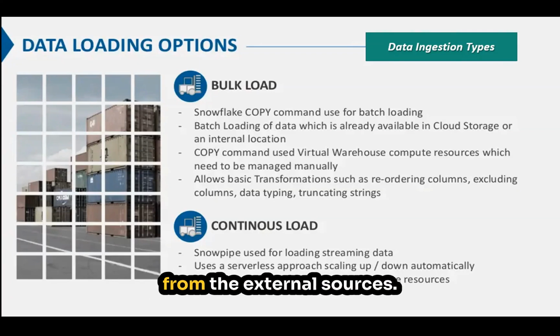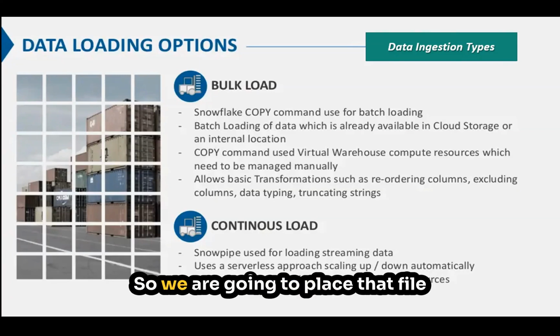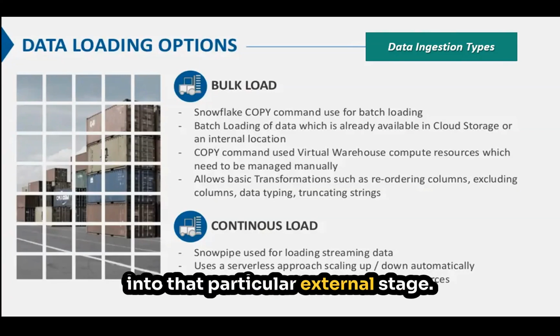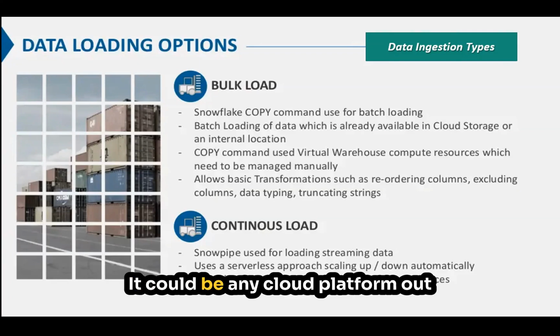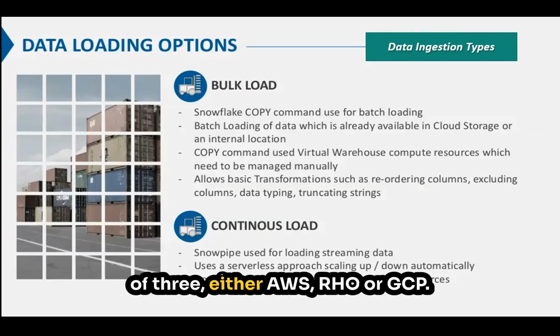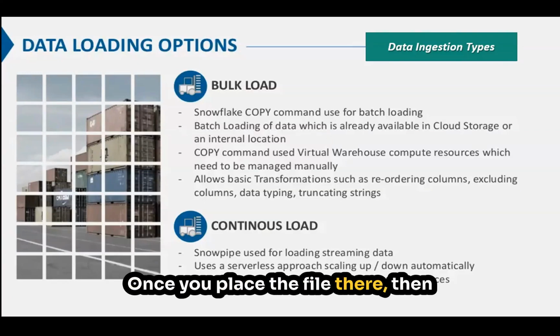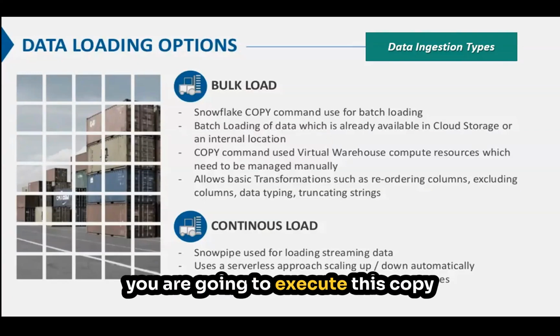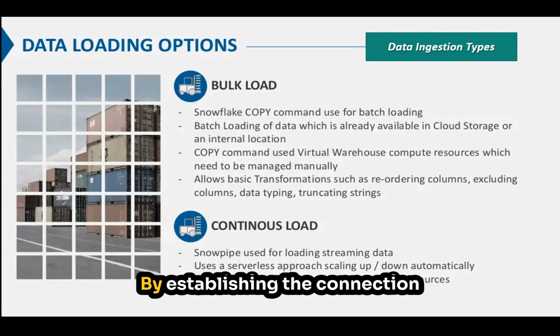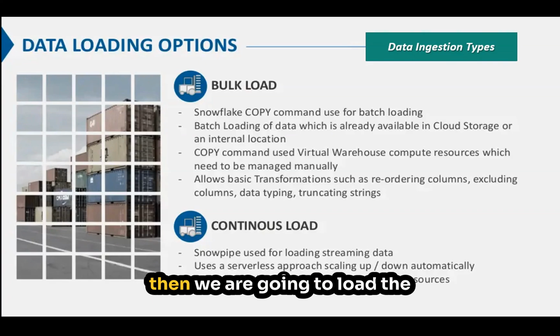So the data is coming from external sources, and we are going to place that file into a particular external stage. It could be any of the three cloud platforms, either AWS or Azure or GCP. Once you place the file there, you are going to execute this copy command inside Snowflake by establishing the connection between the external stage and the Snowflake table, and then we are going to load the data into the table. How we establish the connection and all, we'll see as part of the demo, so don't worry about that.